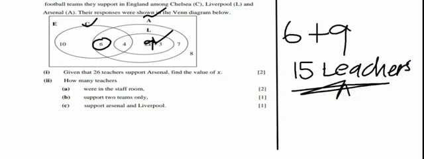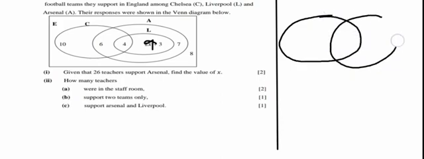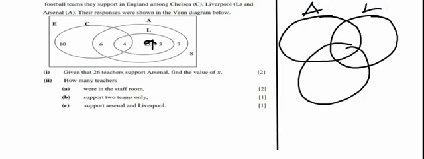So let's see question C. Question C is saying support Arsenal and Liverpool. To answer this question, let me just represent this Venn diagram in this form. So we have Arsenal, Liverpool, and also Chelsea. At the center here we are going to have 4. Then here we are going to have 9. Then here 10. Then as for Arsenal here we are having 7.